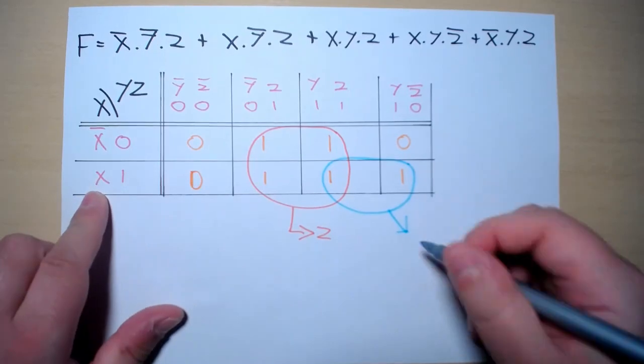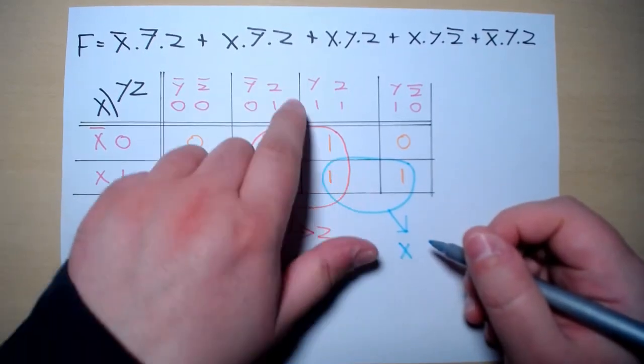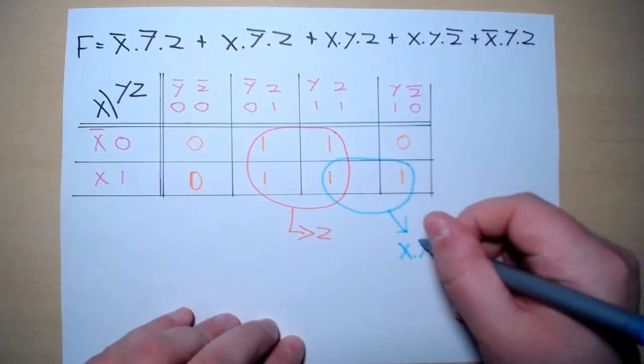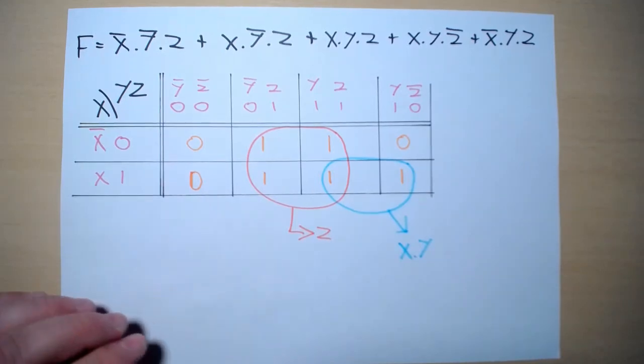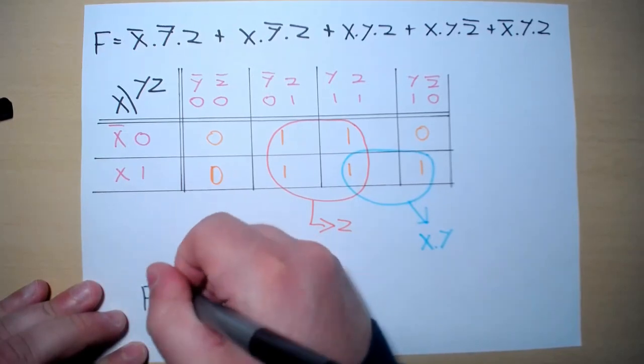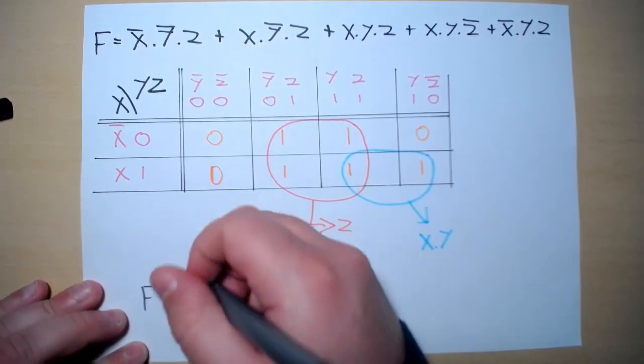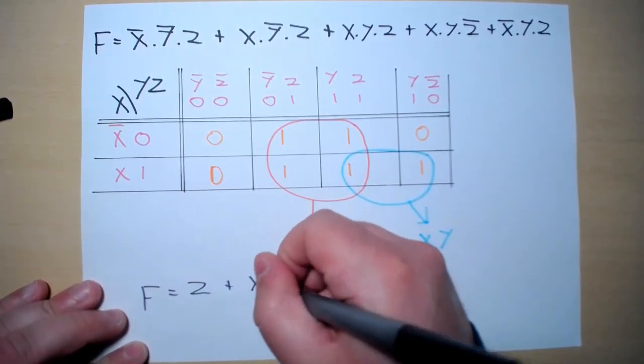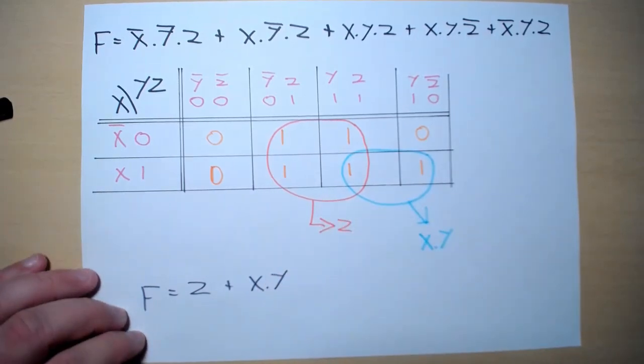And here we have X and Y common. Therefore, our final answer is F equals Z or X and Y.